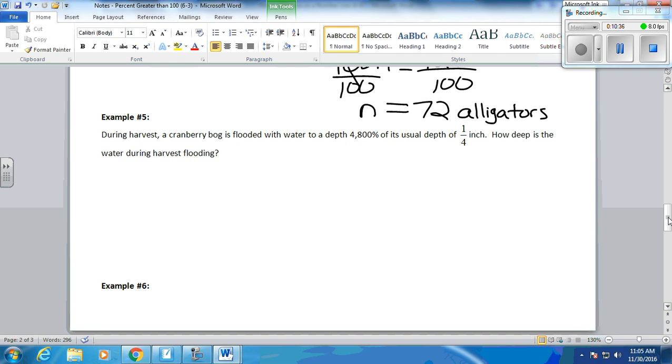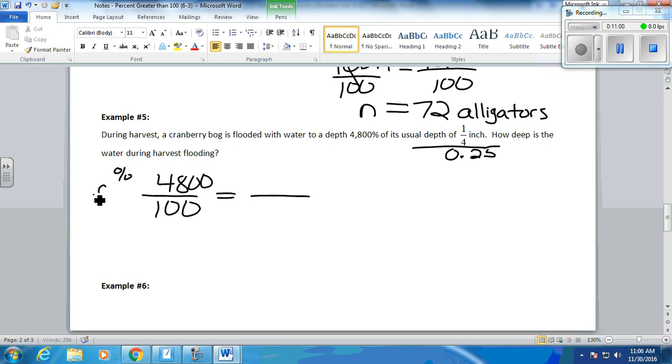It says that a cranberry bog is flooded with water to a depth of 4,800 of its usual depth. So its usual depth definitely sounds like to me that that's the original amount. I'm going to convert the quarter inch to 25 hundredths. There's nothing saying I can't do that right now. And I'm going to set up my proportion. I'm going to put the 4,800% divided by 100. And that represents the percent that it's being flooded. So if that's the percent that's being flooded, directly across from that will be the amount that it is being flooded.